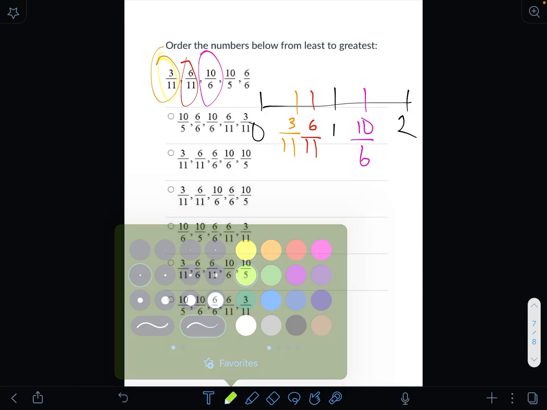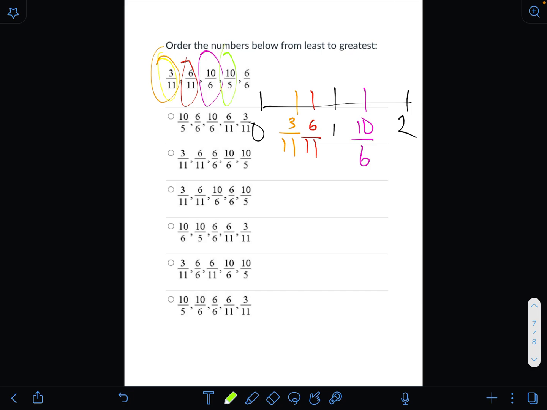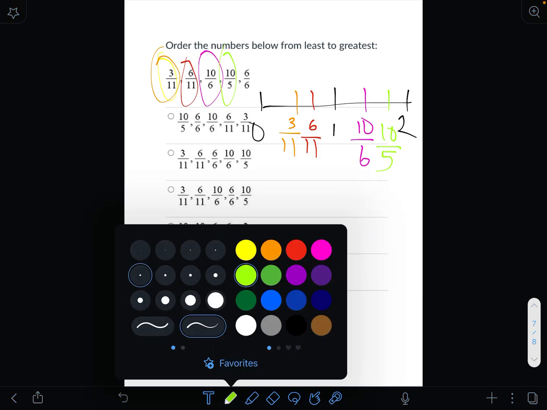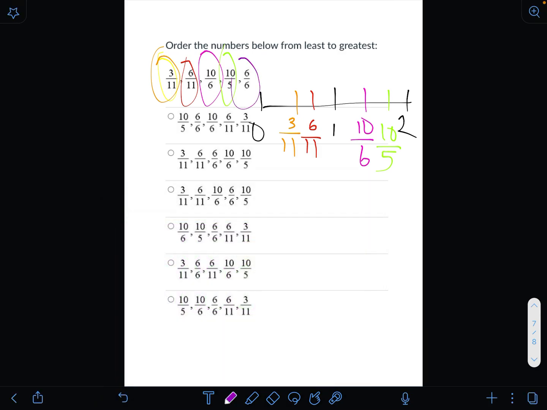Next, 10/5. Oh man, these are always tricky. Well, if I have a candy bar that's in 6 pieces, and I have a candy bar that's in 5 pieces, 5 pieces would have more bar per piece. So 10/5 is totes bigger than 10/6. And finally, we have 6/6. Wait, that's a whole bar. So that's 1. 1 is just 6/6. There we go. And now we have it in order from smallest to biggest.